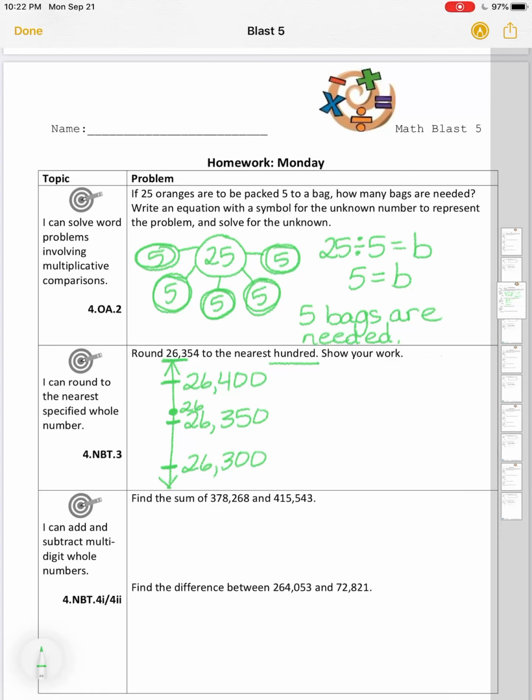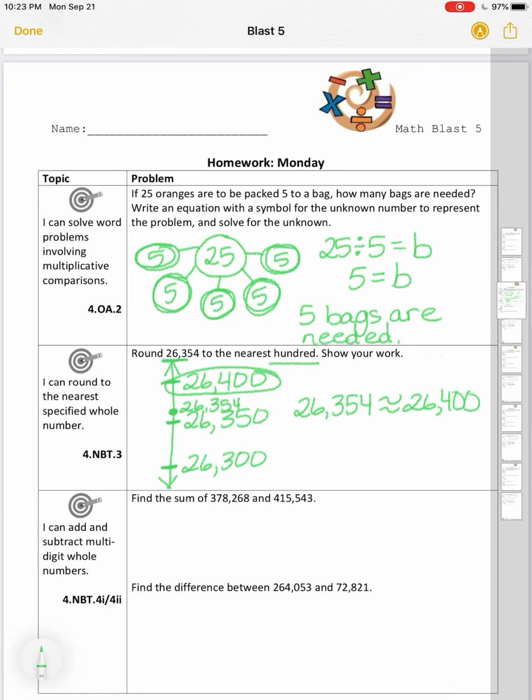Now I'll place my number 26,354 on the number line. I'll say it's about right here. And notice, since my number is above the midpoint, it's going to round up to 26,400. Anytime our number lies on or above the midpoint, it will round up. If it lies below the midpoint, it would round down. So I can say 26,354 is about 26,400.